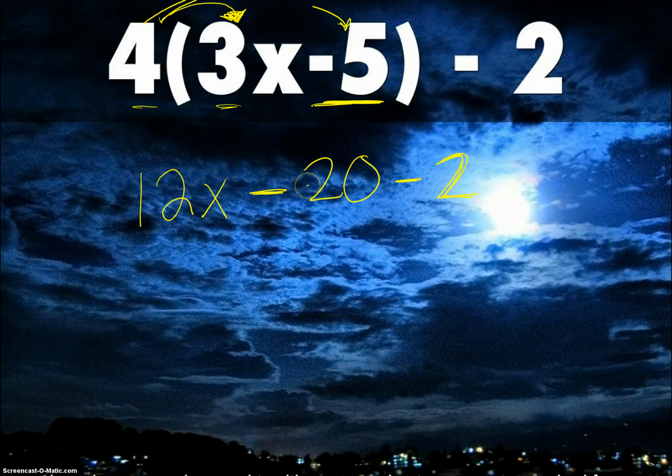Now I want to see if I can combine any like terms. I have just a plain old number. I have a constant and another constant. So I can combine my constants. Negative 20 and negative 2 is the same as negative 22. So my answer is 12x minus 22.